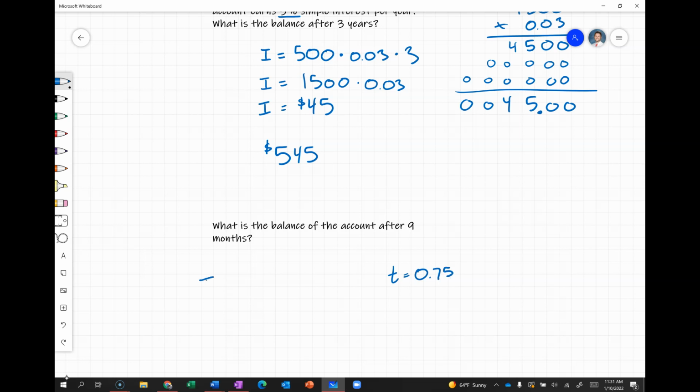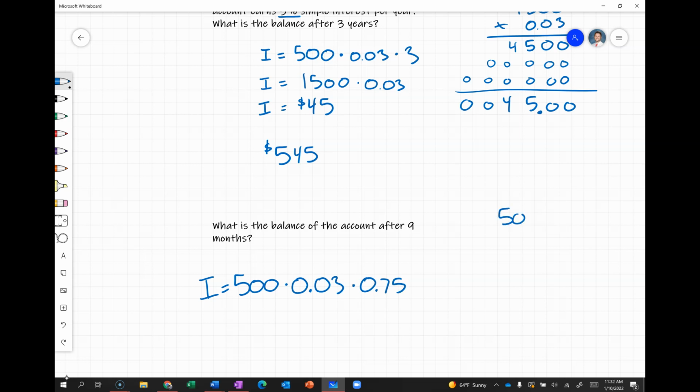So now we'll do the same equation. I is equal to, we start with $500. Our rate is 3%, so 0.03. And that's being multiplied by T, which we said was 0.75. And now we can solve.